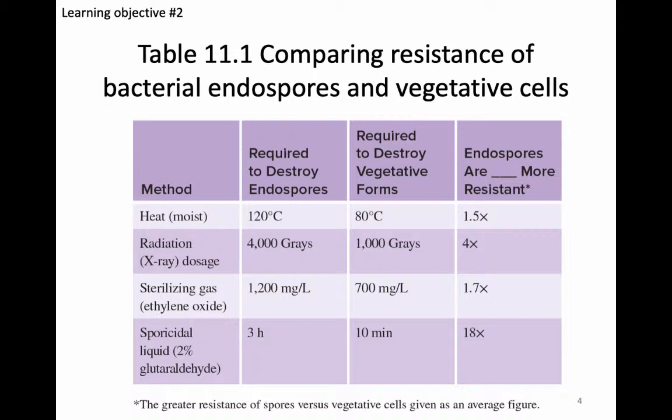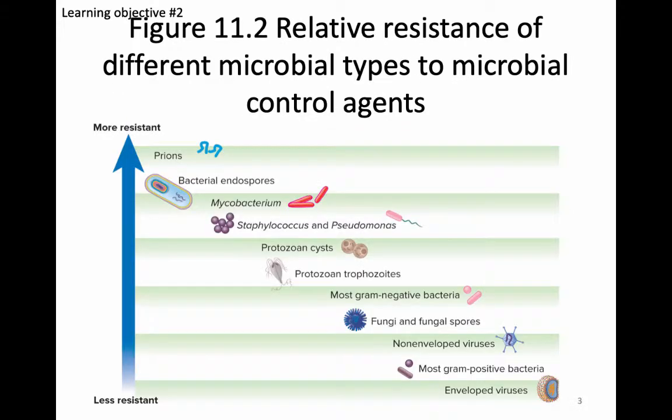So if you look at different methods of controlling microbial growth, including heat, radiation, a sterilizing gas, which you just spray the gas on the microbe and it would kill the microbe, or sporicidal liquids like formaldehyde and glutaraldehyde. If you compare the endospore required treatment to the vegetative cell required treatment, we see in all cases that the endospore is harder to kill than the vegetative cell. And that agrees with this past figure where the bacterial endospore is among the most resistant of all groups, and all the living cells that are below are going to be a lot easier to kill.